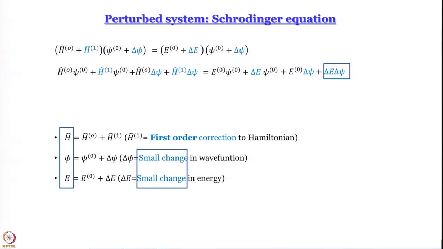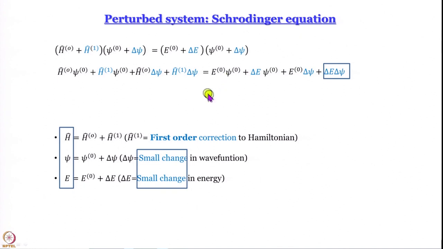Is anything else equal to 0? Do you have any other term where the quantities are both small? H 0 psi 0? No. H 1 psi 0, well, H 1 is very small, but not necessarily psi 0. H 0 delta psi, again delta psi is small, but not necessarily, well, definitely not H 0.